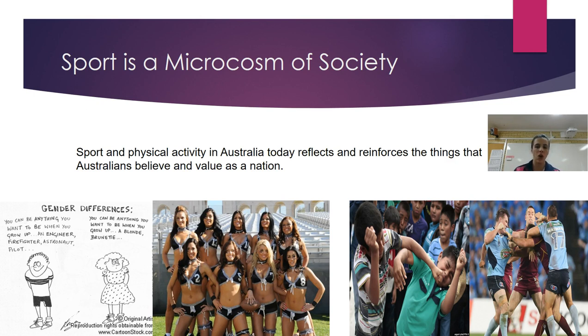Okay, so what we see out in society is also reflected in sport, and that's what we mean by sport is a microcosm of society. Okay, fighting, violence. You can see recent events. You can see violence is very much part of our society, part of the world, and it's also involved within the sports that we play and watch.